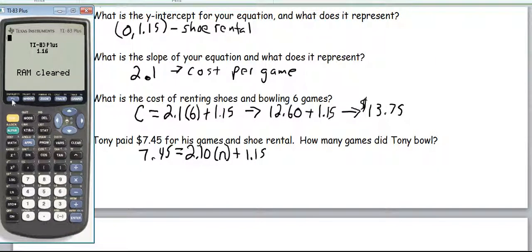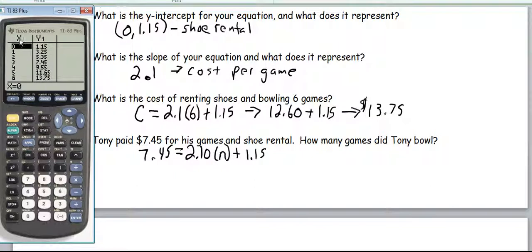So now I'm going to go to my y equals, and I'm going to put in my 2.1. Well, I don't have an n down here. I've got this x up here. That's my independent variable up here. And then plus $1.15. Now what I'm going to do is I'm going to go to my table, second graph.